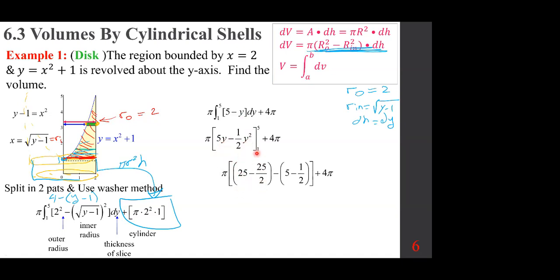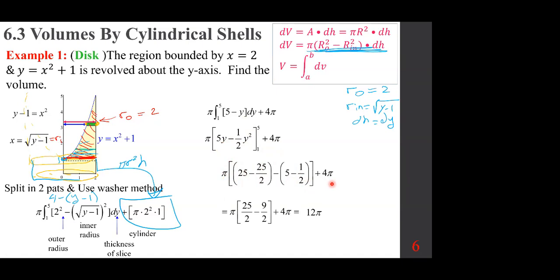When you plug in 1, you get 5 minus 1/2. And all of them are multiplied by 5. Simplify this one, add 4 pi. So I'm assuming everybody can do that, class. So I wouldn't worry about that.